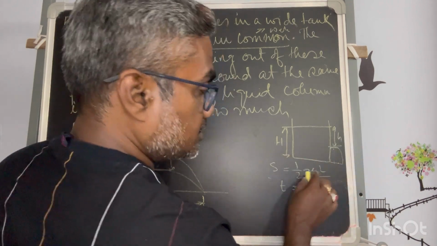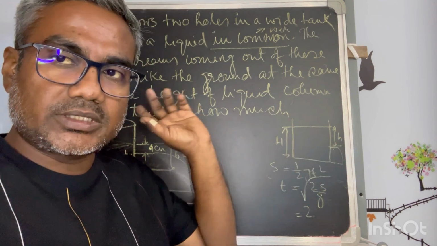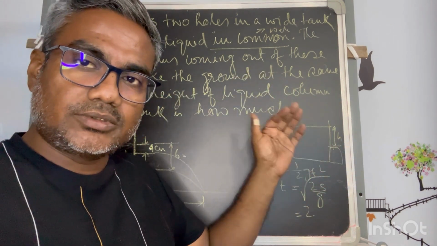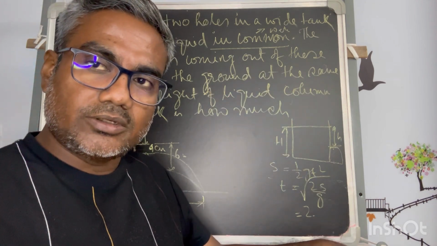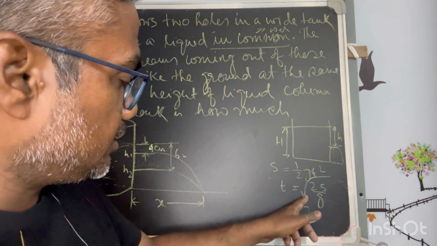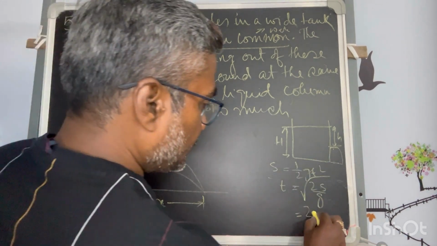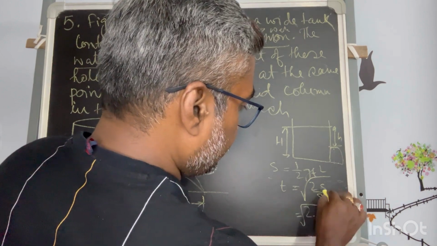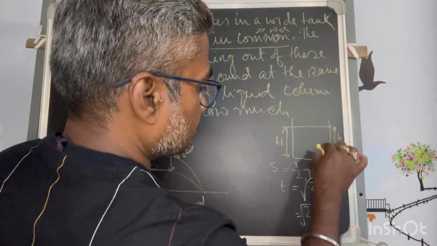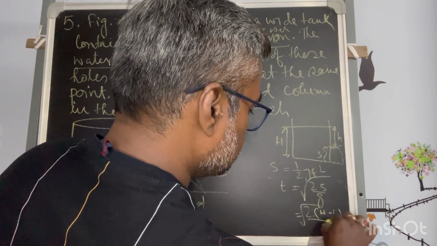We are using the motion under gravity, the free fall. We have compared the water flowing from the tank to the free fall of any object under gravity, so we can use this formula. T is the time of fall. Now 2 into s means capital H minus small h, divided by g. So this is the time.